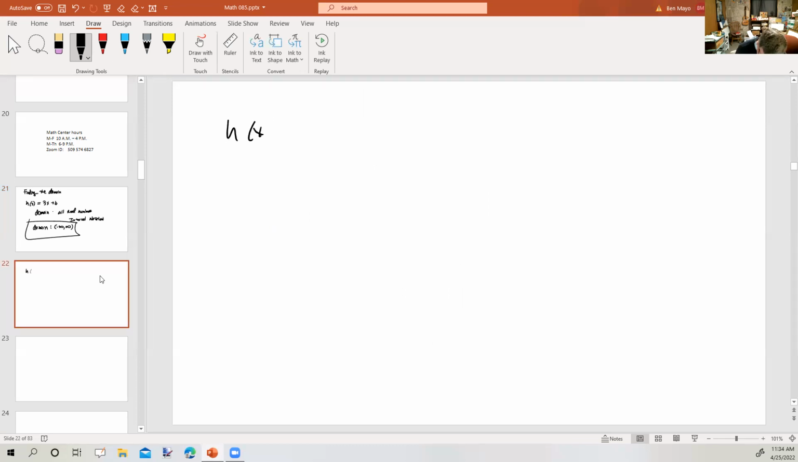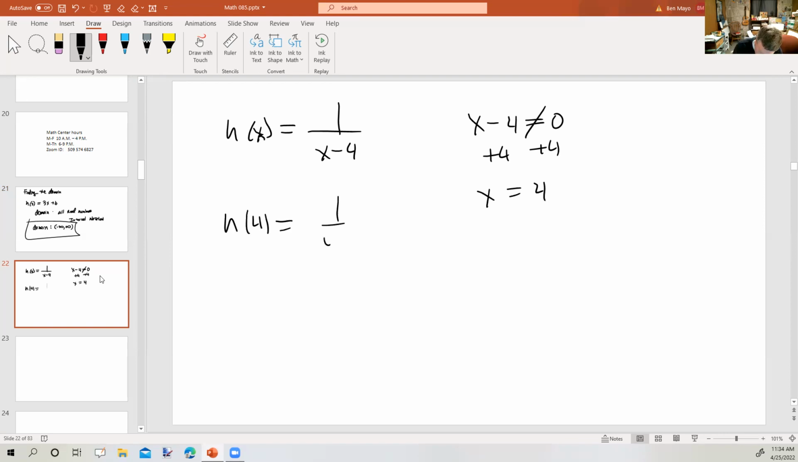And this is h of x equals 1 over x minus 4. Well, we don't want the denominator to be 0. When would that happen? Well, if x was equal to 4, h of 4 would be 1 over 4 minus 4, which is 1 over 0, which is undefined. So our domain is x not equal to 4.